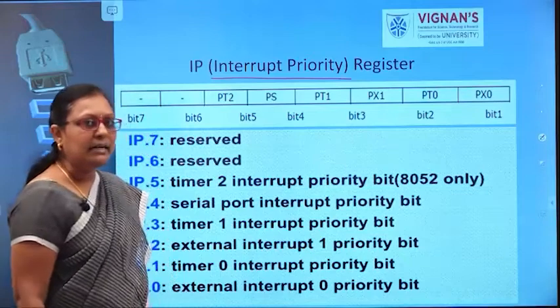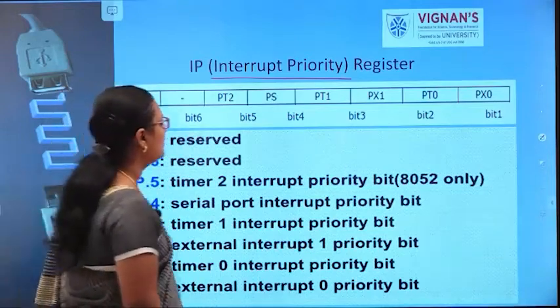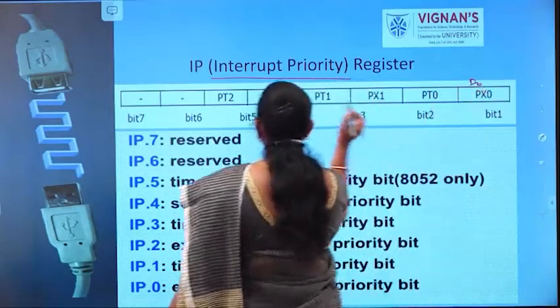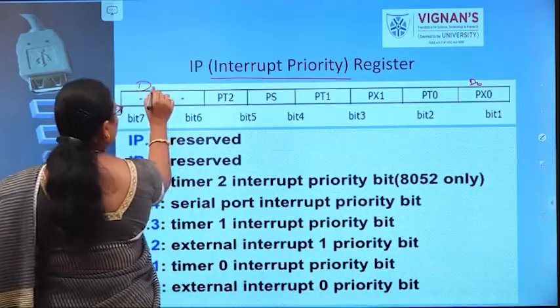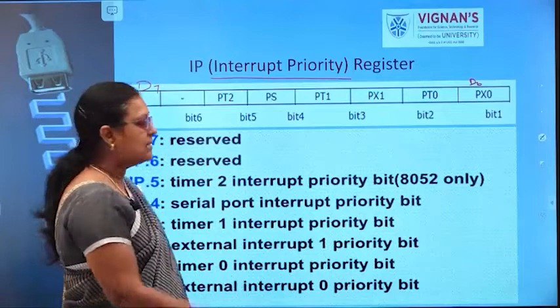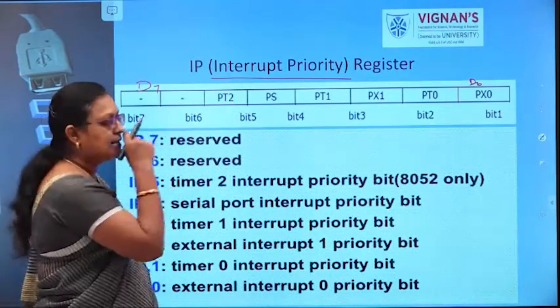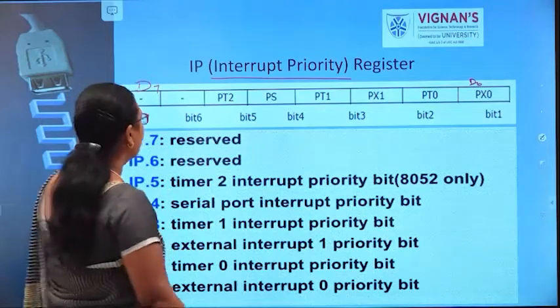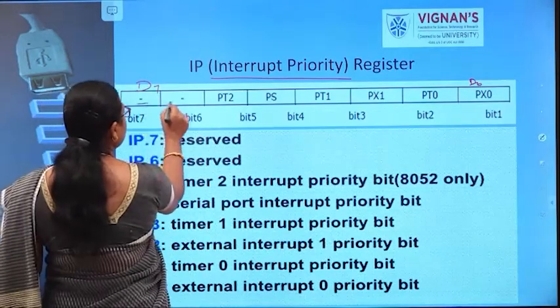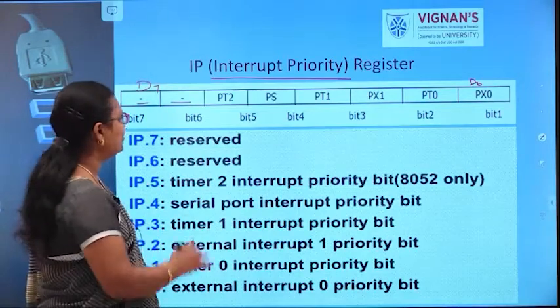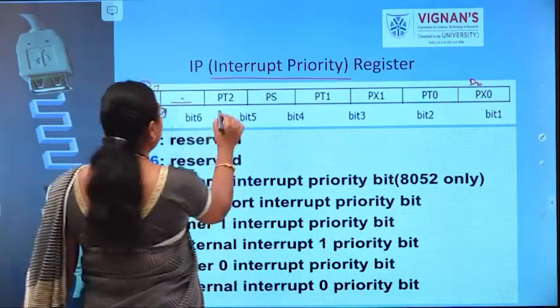Clear? Generally it consists of 8 bits of register. It starts from D0 to bit number D7. Okay, it is represented as bit 1 to bit 7 over here, but generally we have to take it as 8 bits. Okay, so bit number 7 and 6 are reserved for future use. So there is no use of these 2 bits.